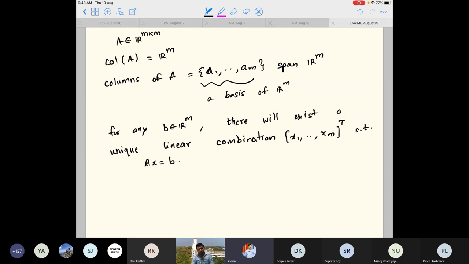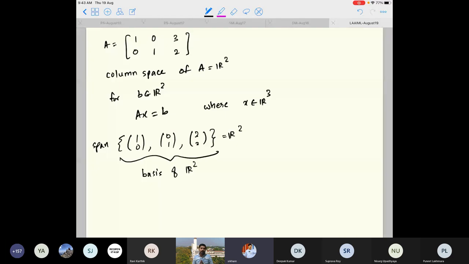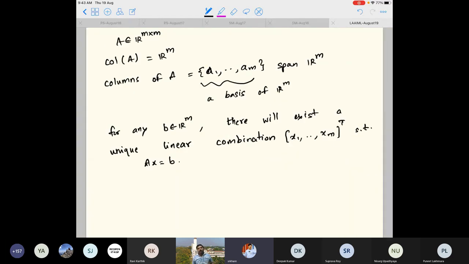So you are not only guaranteeing the existence of the solution, but you are talking of uniqueness of the solution also. So this result, which says that the column space is the entire space, guarantees you existence of a solution. A solution will always exist if the column space is Rm. Do you see that point?